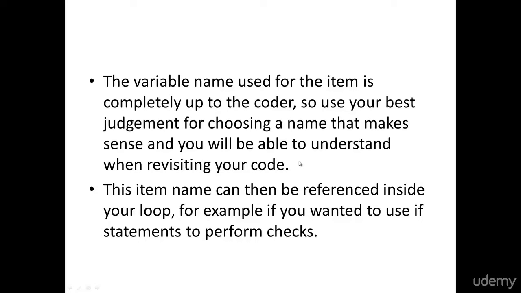So that variable name that I used, item, is actually completely up to the coder. You're going to be able to just choose a name that makes sense to you, and hopefully you choose one that you're going to be able to understand when you're revisiting your code in the future. And then that item name can also be referenced inside of your loop. So for example, if you wanted to use if statements to perform checks. So that's the presentation. Let's go ahead and hop back to the Jupyter Notebook.